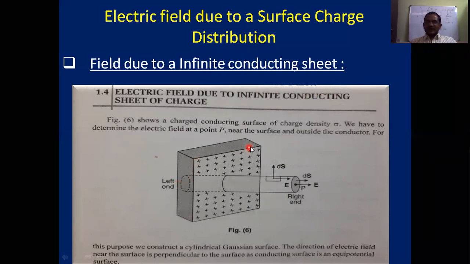You observe the figure. This is an infinite conducting sheet. Here it is positively charged. In the case of conducting sheet, charge resides only on its surface.